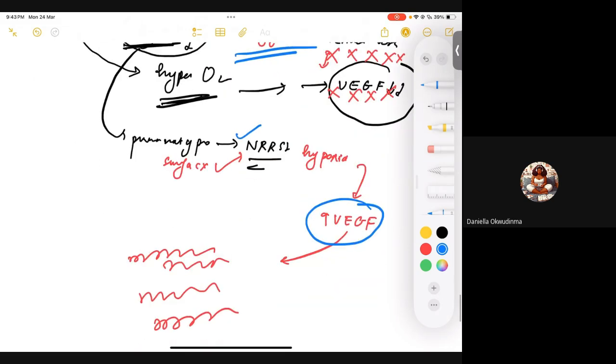And this VEGF would now increase to a certain extent that it would cause excessive neovascularization. This excessive neovascularization is going to pull off the retina. We are causing retinal detachment, which is known as retinopathy of prematurity. Is that clear?